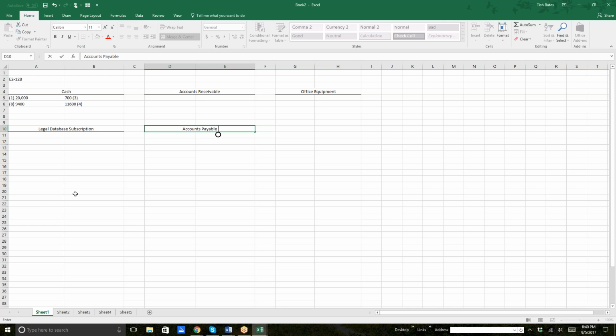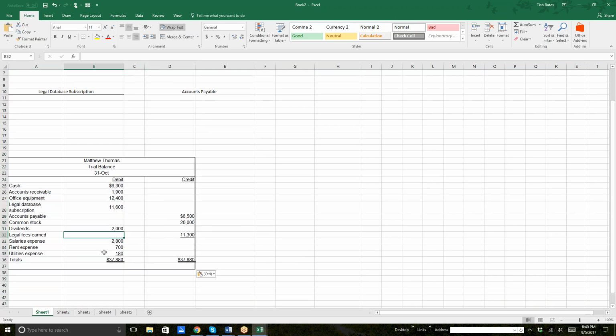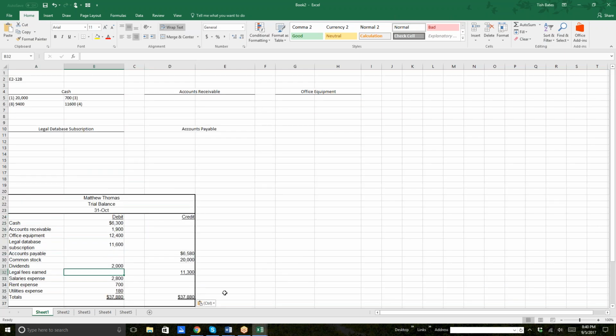All right. Then you get down to the trial balance. So let's just take a look at that, what that looks like. Okay. So I'm just going to copy and paste this in here. Right. So here's your trial balance. Okay. So this is all a part of E2-12B. This would be perfectly fine to lay it out like this. Okay.